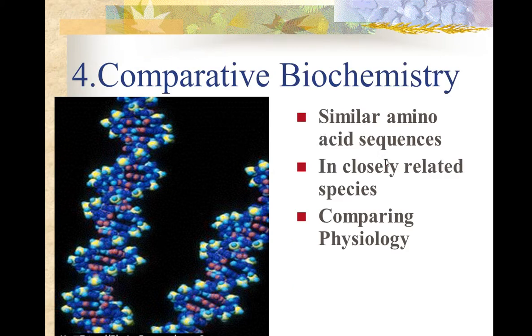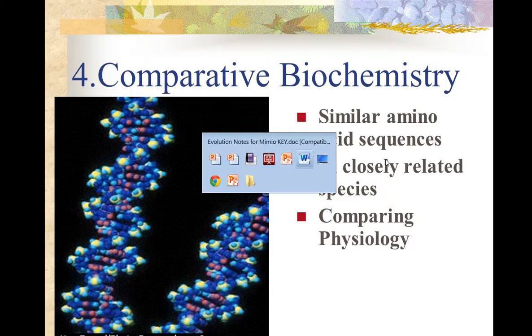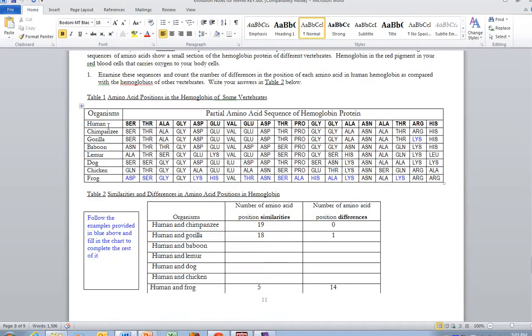So let's look at comparing amino acids. At the top we see a human. This is the amino acid sequence for a protein that we call hemoglobin. It's in our red blood cells. So if you look at the chimpanzee, there's really no difference. Look at the gorilla. One difference.